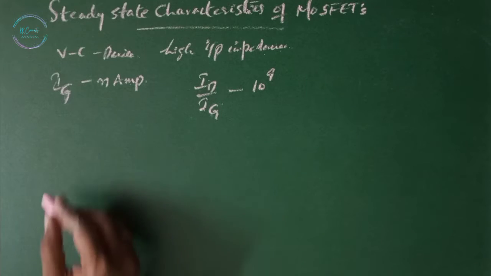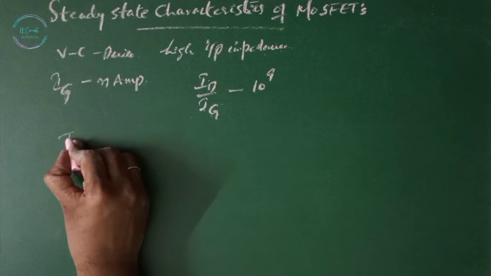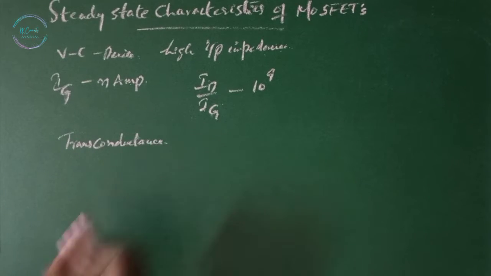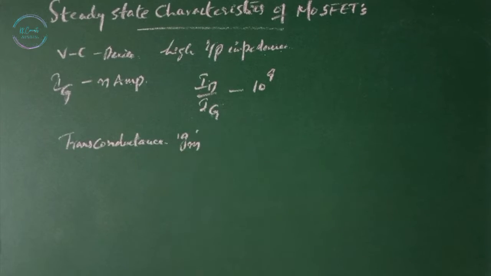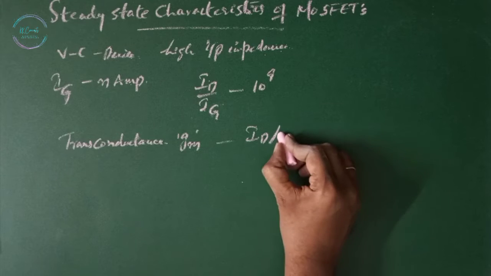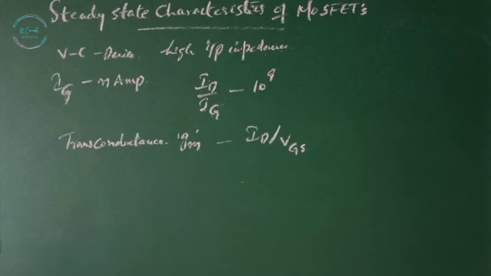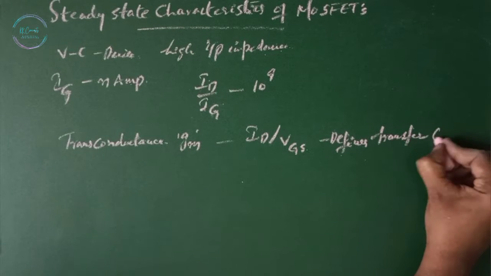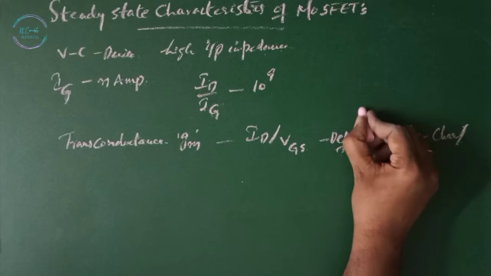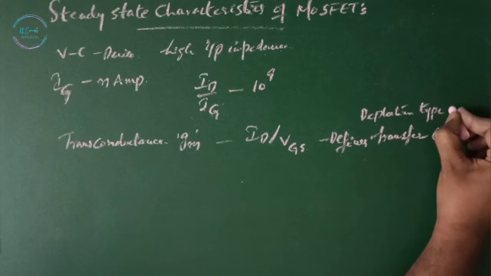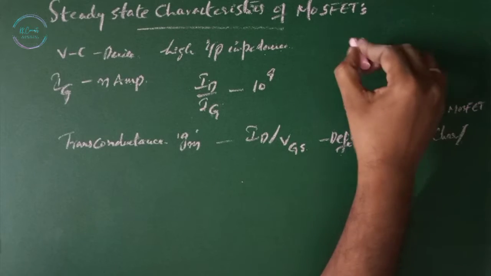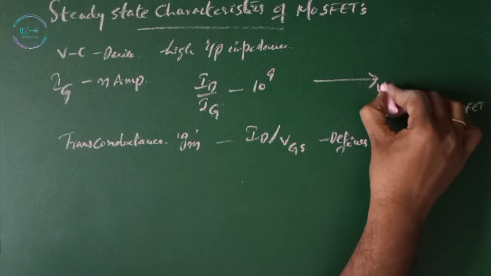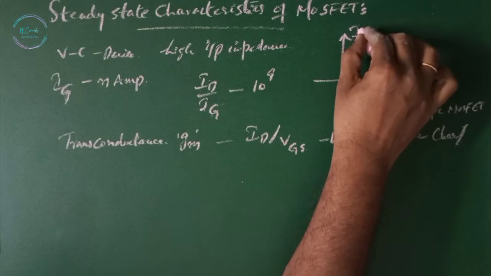The important parameter in this is the transconductance, represented by gm. Transconductance is the ratio of the output current ID to the gate voltage VGS. It defines the transfer characteristics. The depletion type MOSFET transfer characteristics: this is VGS, and this is ID.